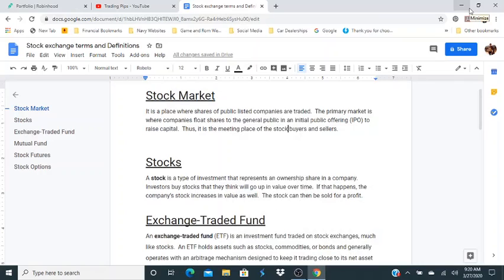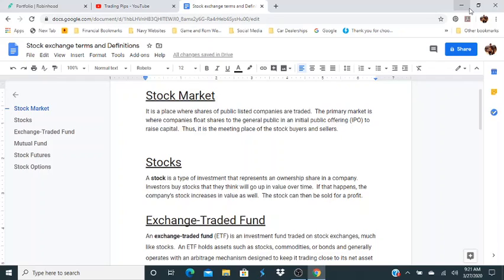So today I'm going to go over the stock exchange terms, definitions. There are a lot of people out there that don't understand what the stock market is, what stocks are, exchange traded funds, mutual funds, stock futures, stock options, and a host of other terms. But I'm only going to go through the ones that I just mentioned, right? So we're going to go ahead and start it off, and we're going to go over the stock market.